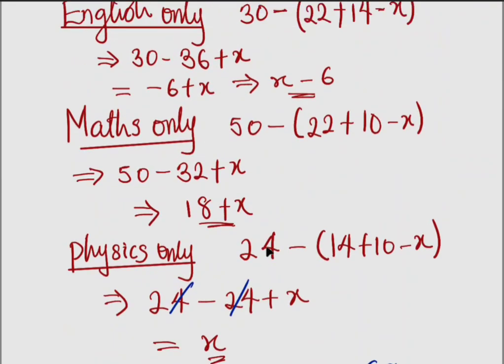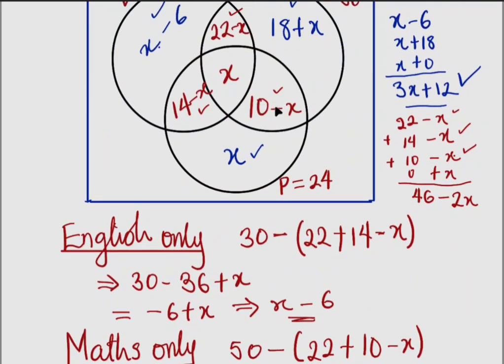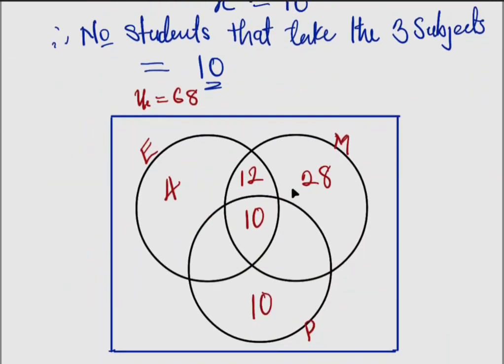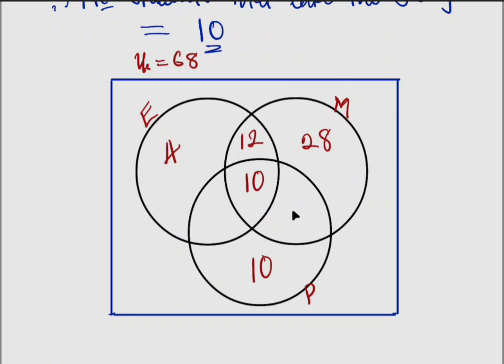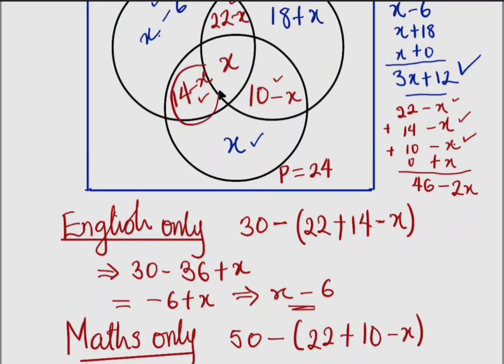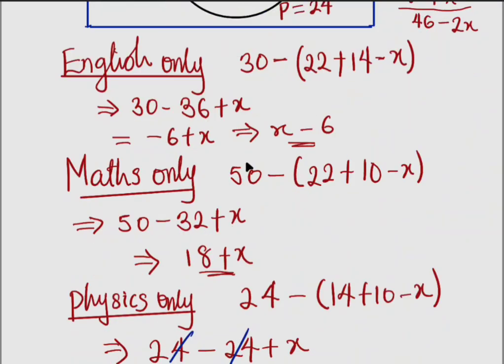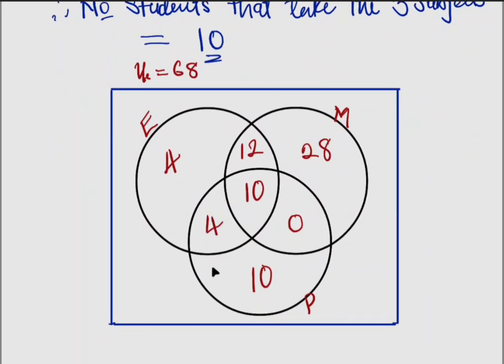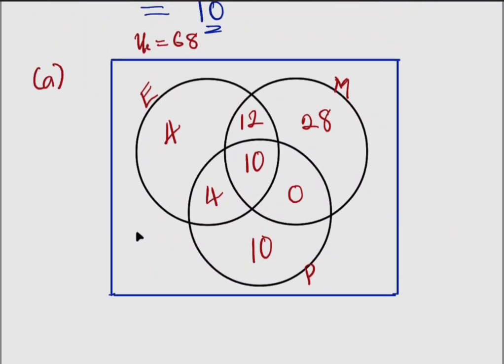Let's go back to this one as well. 10 minus 10, that will give us 0. So it means no student takes both math and physics. So you can put 0 here, of course. And likewise, lastly, 14 minus x, that is 14 minus 10, that gives us ordinary 4. So which shows that 4 students take English and physics. This is the correct representation of the information in the Venn diagram.